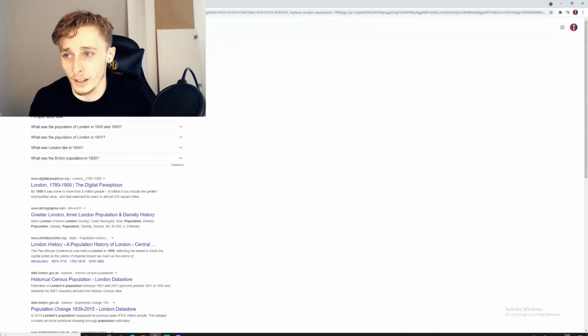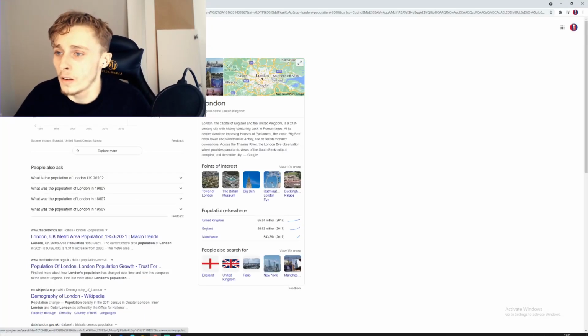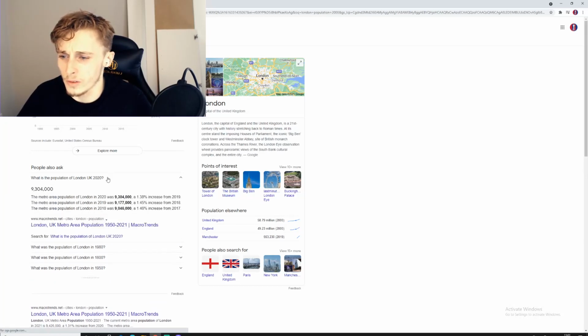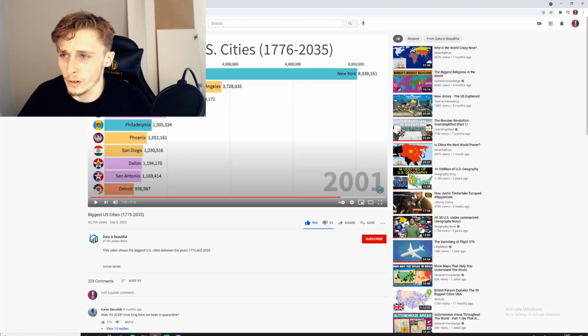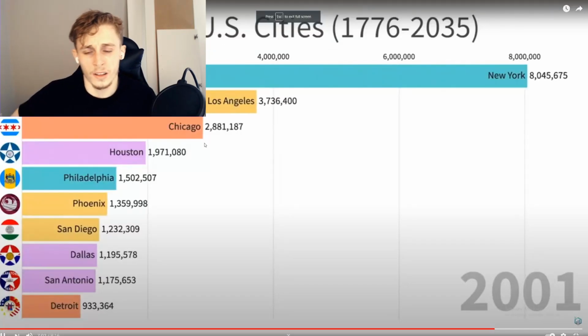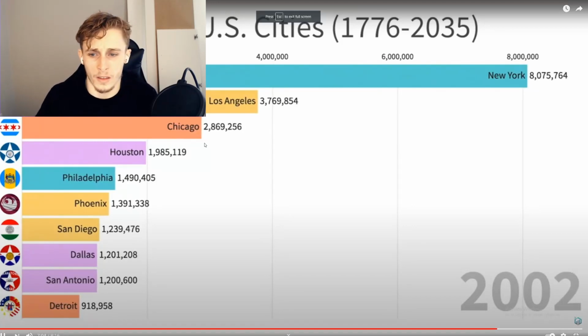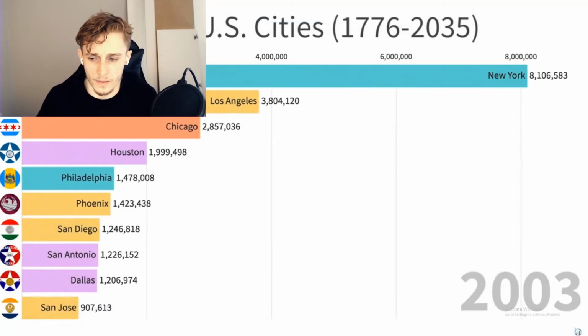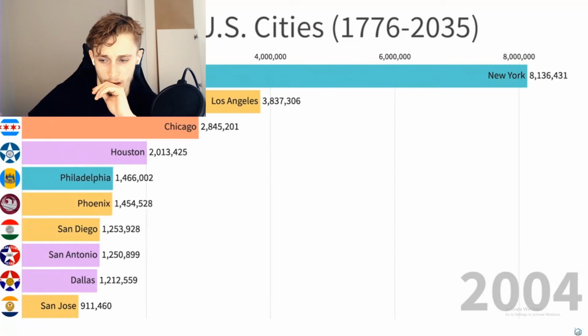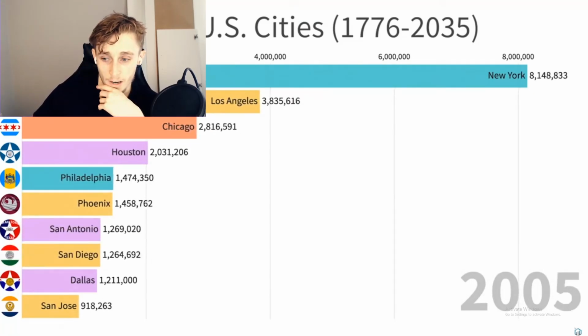And I've been doing this each time. Population... 7.195 million. So yeah, London sort of stopped like for a long time then. Just sort of stagnated there for ages. San Jose as well.